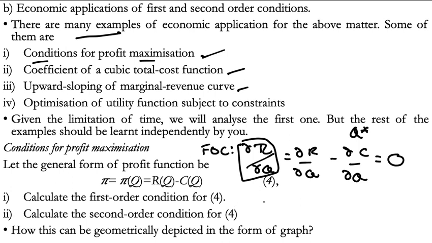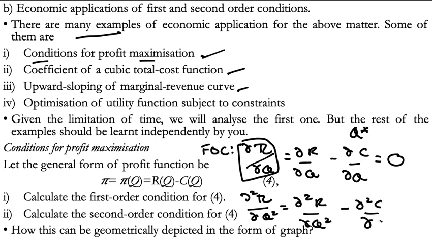Now next, we need to calculate the second order condition. For the second order condition, we differentiate the profit function with respect to Q once again. So we get delta 2P over delta Q squared, and then this minus this. Don't equate it to 0 because we just want to find the sign of this, whether it is greater or less or equal to 0. We don't know whether it is greater, equal, or less, so we put a question mark here.